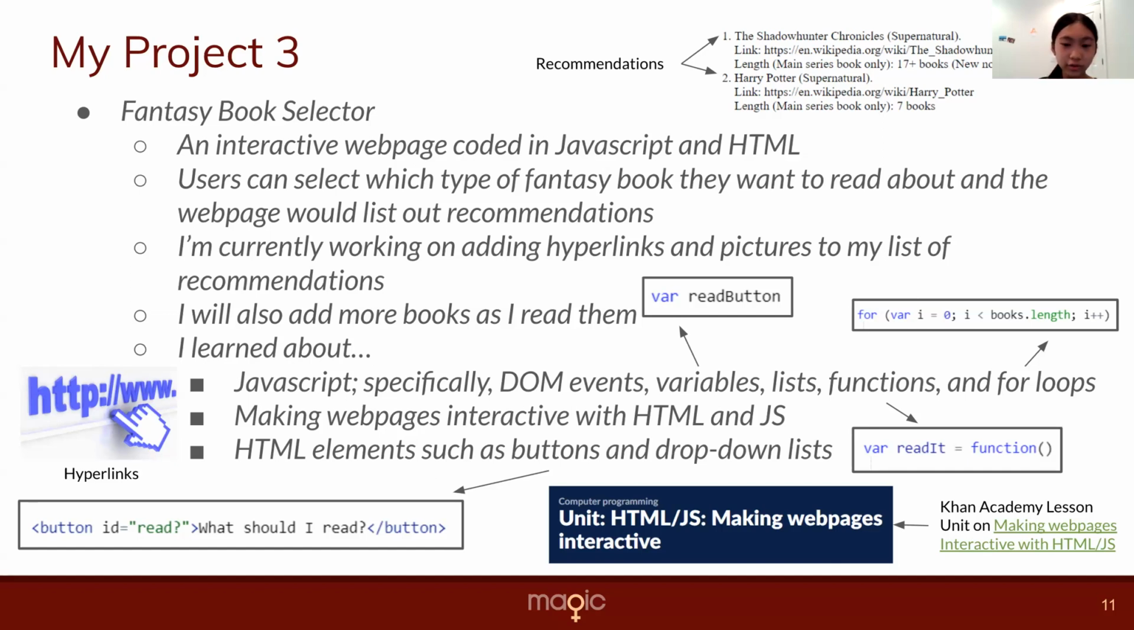I learned about JavaScript, or specifically DOM events. DOM stands for Document Object Model, variables, list, functions, and for loops. I also learned making web pages interactive with HTML and JavaScript, and some HTML elements like buttons or drop-down lists, which I previously didn't learn about in the Khan Academy HTML lessons.